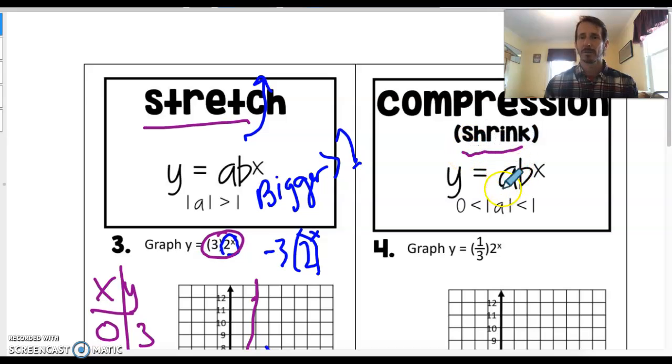And so shrinking is when this a value, this fancy notation, is just saying, hey, that's a fraction in there.